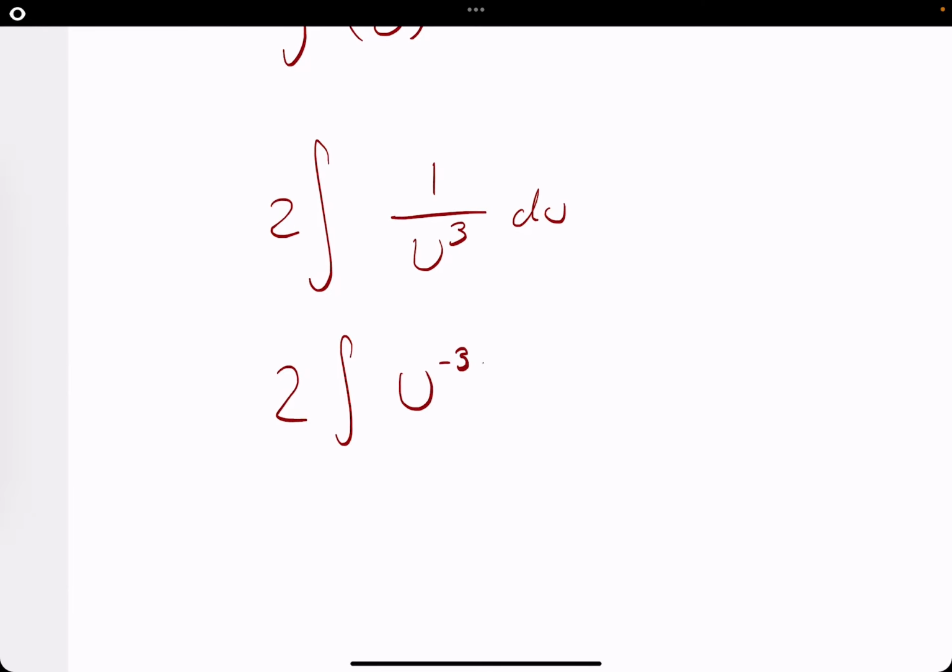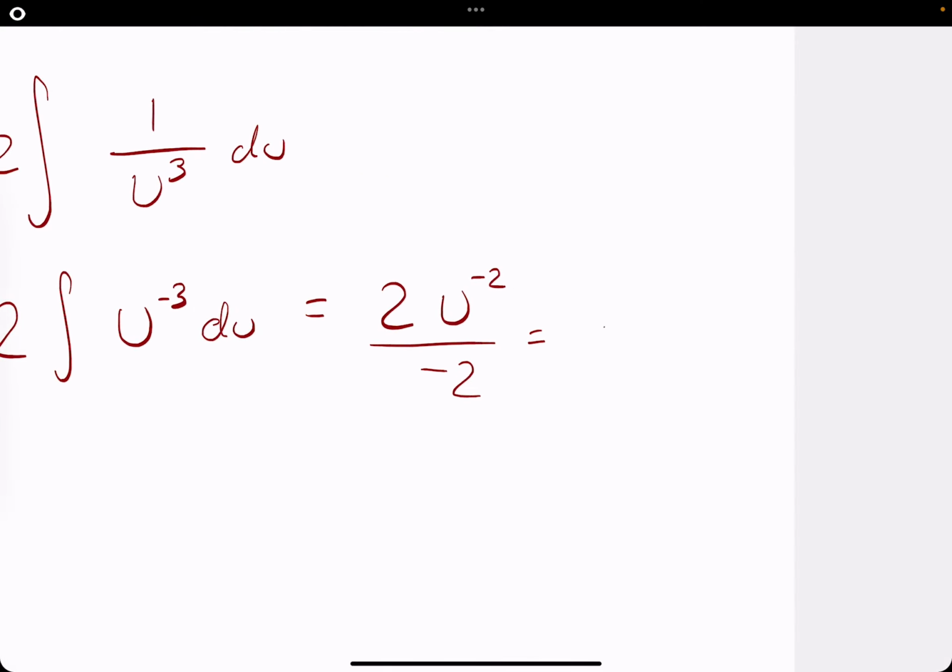In order to find this, it typically helps to rewrite this term with negative exponents. Leave the 2 on the outside, but now we still use our reverse power rule with the integrand there. So we add 1 to the exponent. Negative 3 plus 1 is negative 2. And now we divide by that new exponent, negative 2. When we simplify this, we get negative 1. So I'll say negative 1. And then u to the negative 2 is the same thing as u to the positive 2 in the denominator. And we can add c to that.